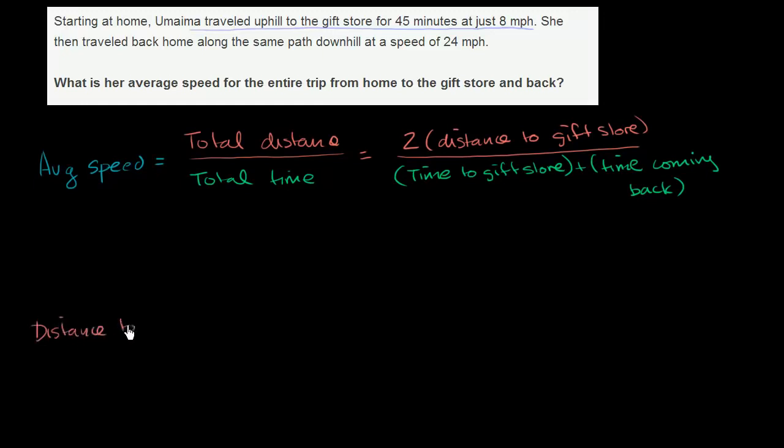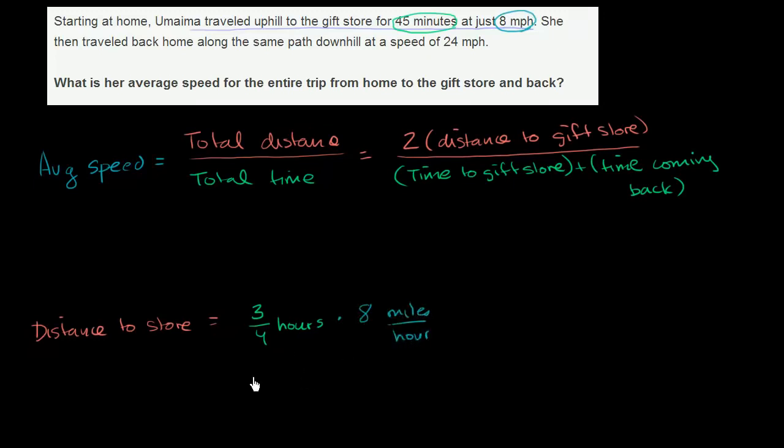Distance to store will be equal to, and we have to make sure we have our units right. Here they gave it in minutes. Here they have 8 miles per hour. So let's convert this into hours. 45 minutes in hours is 45 minutes out of 60 minutes per hour. That's 45/60ths, divide both by 15, which is the same thing as 3/4. So it's 3/4 hours, the time, times an average speed of 8 miles per hour.